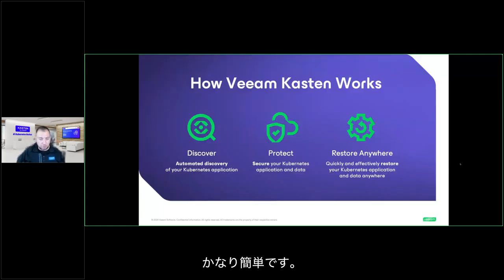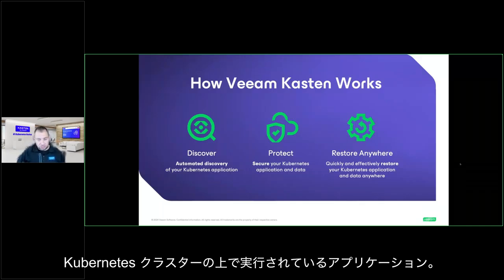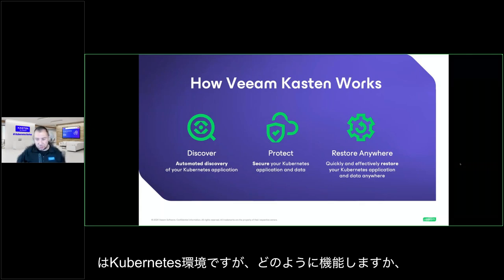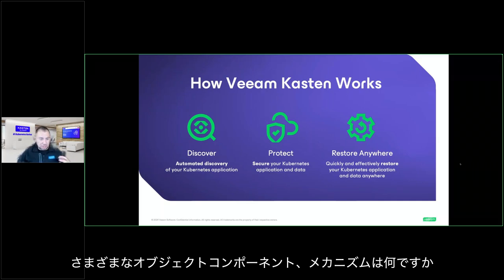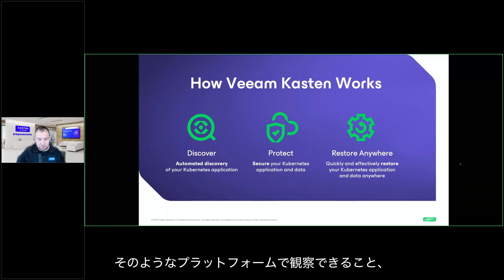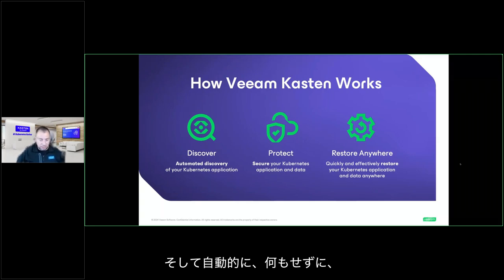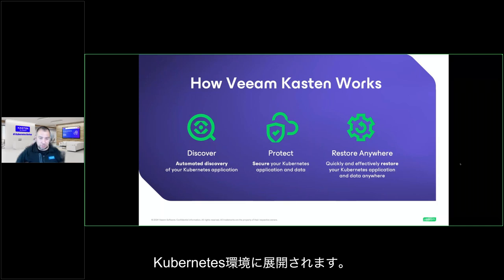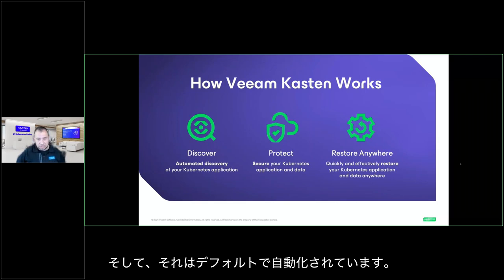It's pretty straightforward. Basically, you will see that Kasten is simply an application running on top of a Kubernetes cluster. And from that perspective, we will get the full understanding about what is a Kubernetes environment, how does it work, what are the different object components, mechanisms that you can observe on such a platform, and automatically, without doing anything, once Veeam Kasten is deployed, we will discover all the new applications that will be deployed on your Kubernetes environment. So this is something that is fully seamless and that is automated by default.